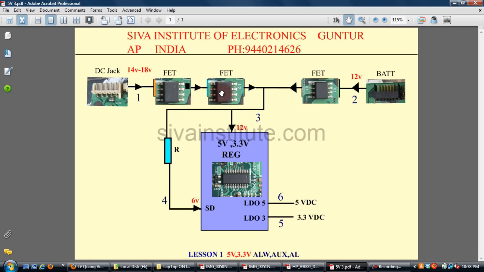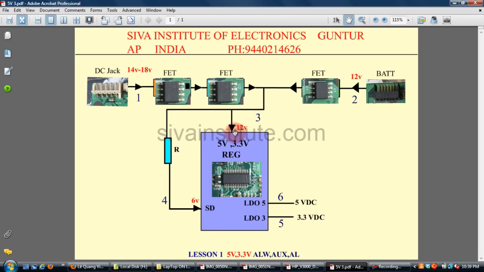If this one is faulty, the motherboard cannot work with the DC adapter, but it will work with battery. If the other one is faulty, the motherboard will work with the DC adapter, but will not work with battery. If the common one is faulty, the motherboard cannot work with DC jack or battery. So if any laptop motherboard is dead, you should check from the DC jack to the 5 volts and 3.3 volts regulator IC. From the DC jack, 14 to 18 volts comes to this IC, and another pin is shutdown.